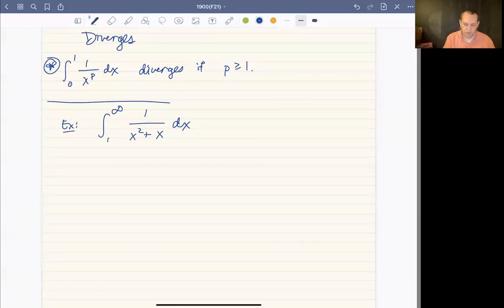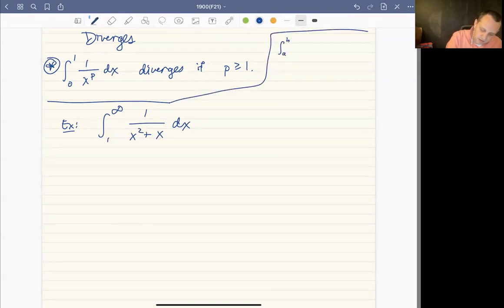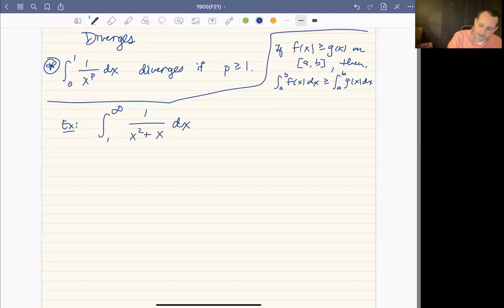And we're going to be able to use two things here. These are facts that are kind of obvious and get taken for granted. But let me frame it a little better. Say we have two functions f and g, and let's say f is greater than or equal to g on some interval from a to b. If that's the case, then the integral of f is going to be greater than or equal to the integral of g. Not a shocking statement there, right?